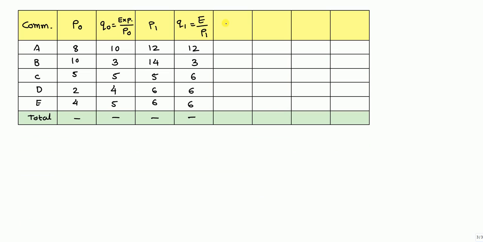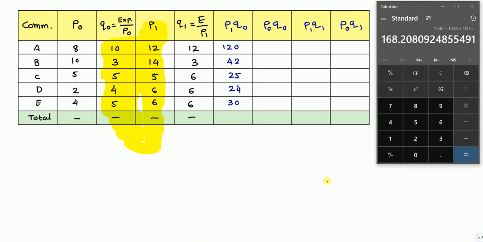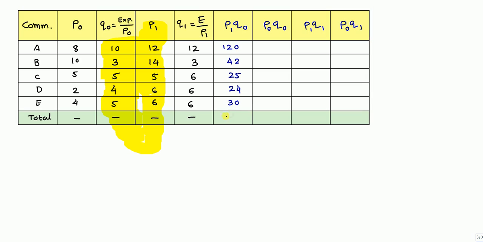Now our 4 columns, which we make every time: PQ, PQ, PQ and PQ. Now the product P1 Q0. Where is P1? This is P1 and this is Q0. Product of these two columns. 12 into 10 it is 120. 14 into 3 is 42. 5 into 5 is 25. 4 into 6 is 24 and 5 into 6 is 30. Now find out total. 120 plus 42 plus 25 plus 24 plus 30 is equals to 241.